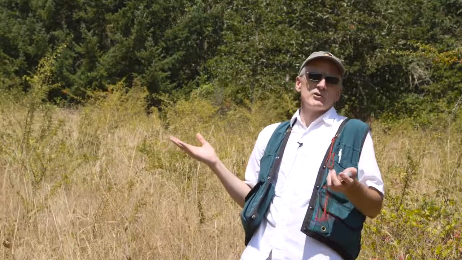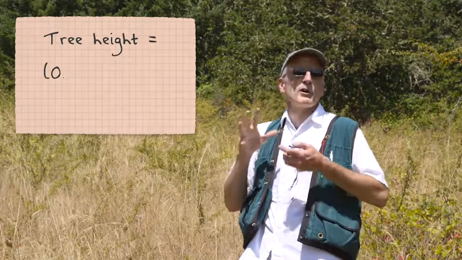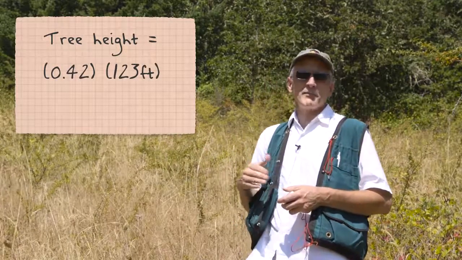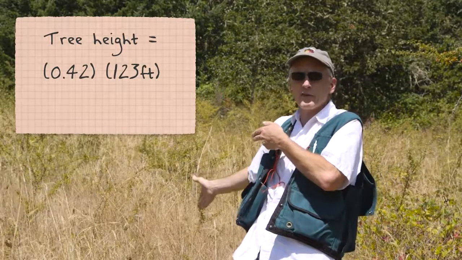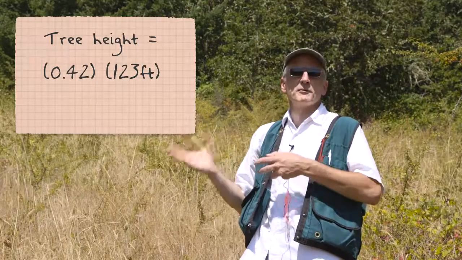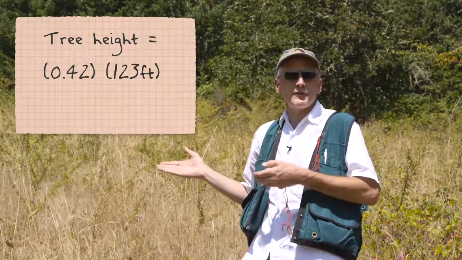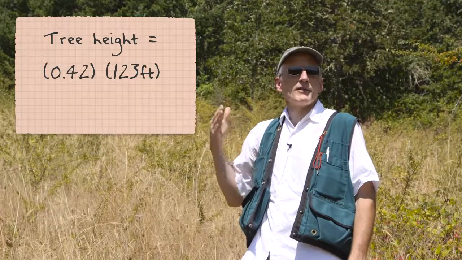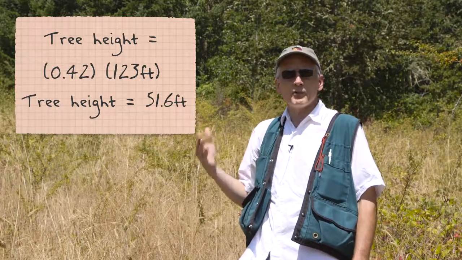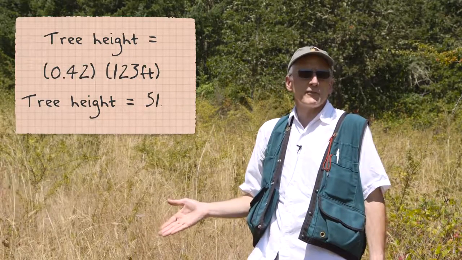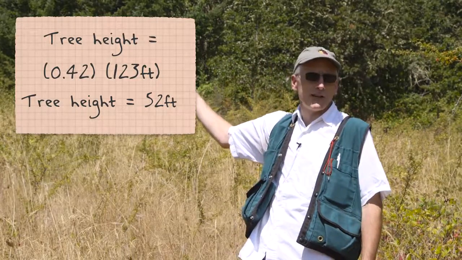So we have all the information we need. The height of this tree is equal to our percent reading, 0.42, multiplied by our horizontal distance from the trunk of the tree itself, if it were to extend into the ground. Horizontal distance multiplied by your percent scale reading. So in that case, we have 123 feet multiplied by 0.42, and that winds up being 51.6 feet. Round that to the nearest foot, 52 feet. So this tree is 52 feet high.